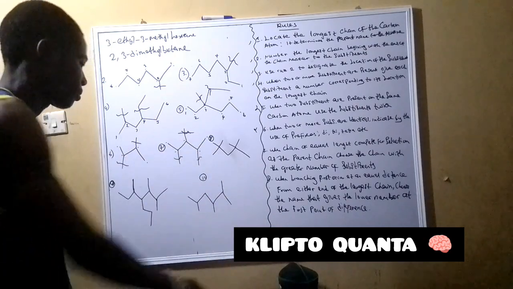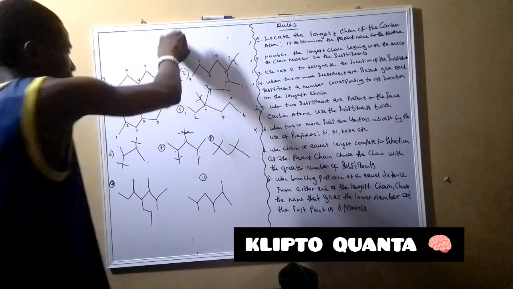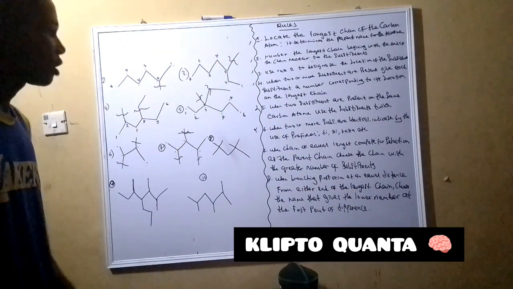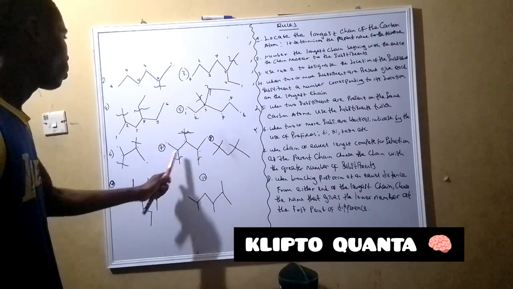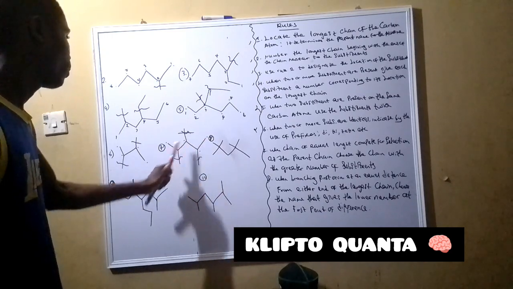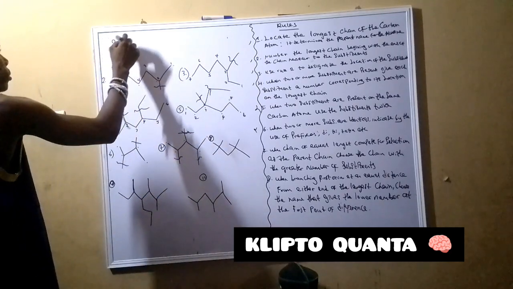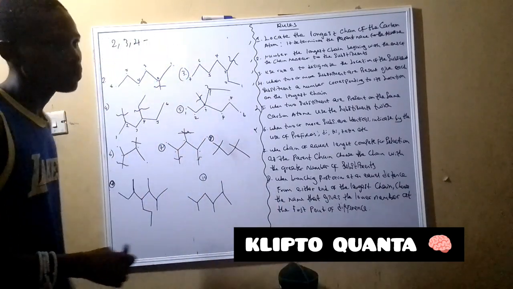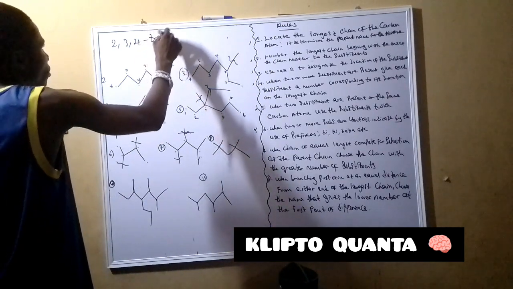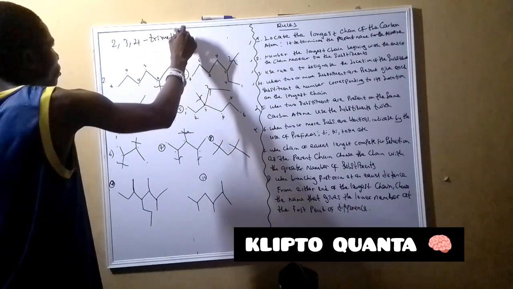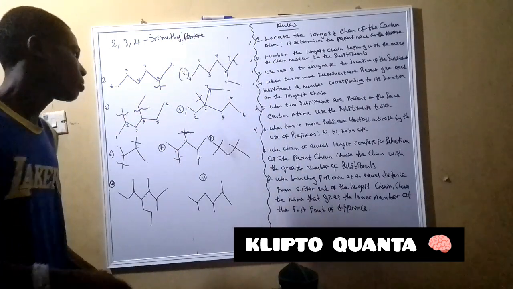That is pentane. So I have pentane, and having pentane, 1, 2, 3, 4, with substituents on 2, 3, 4. Are you with me? And that is going to be what, guys? Trimethyl pentane. So 2, 3, 4 trimethyl pentane.